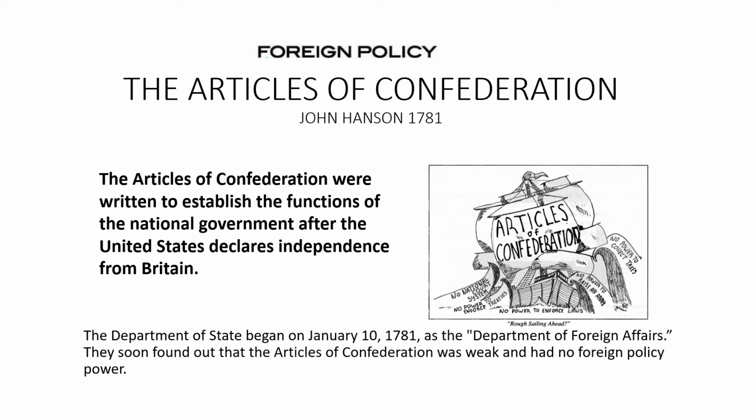The Articles of Confederation were written to establish the functions of the national government after the United States declares independence from Britain. The Department of State began on January 10, 1781. As the Department of Foreign Affairs, they soon found out that the Articles of Confederation was weak and had no foreign policy power.